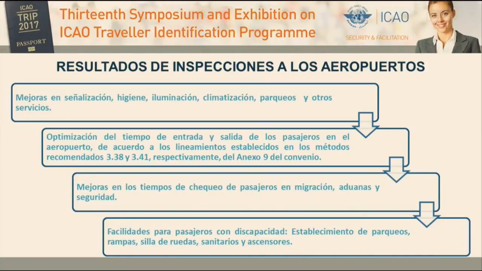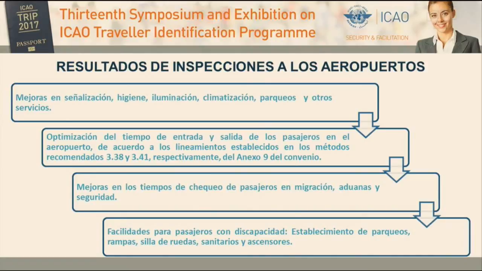Here we can see the results of the airport inspections, improvements in signage, hygiene, lighting, air conditioning, parking lots, and other services. Also, optimization of the passenger entry and exit times through the airport in accordance with the standards and recommendations 3.38 and 3.41 respectively in Annex 9 of the Convention. We're talking about 37.5 minutes for entry and exit times, apart from certain flights that come from the southern cone where there need to be more inspections and reviews carried out.